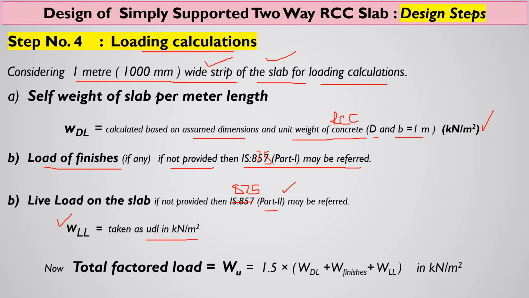So ultimately the total factored load we can calculate, that is WU, which will be equal to the sum of the dead load, that is the self weight of the slab, then the weight of the finishes, and the live load, and we multiply it with a partial safety factor, that is 1.5. So ultimately we get the total factored ultimate load for the design of the two-way slab in step number 4.